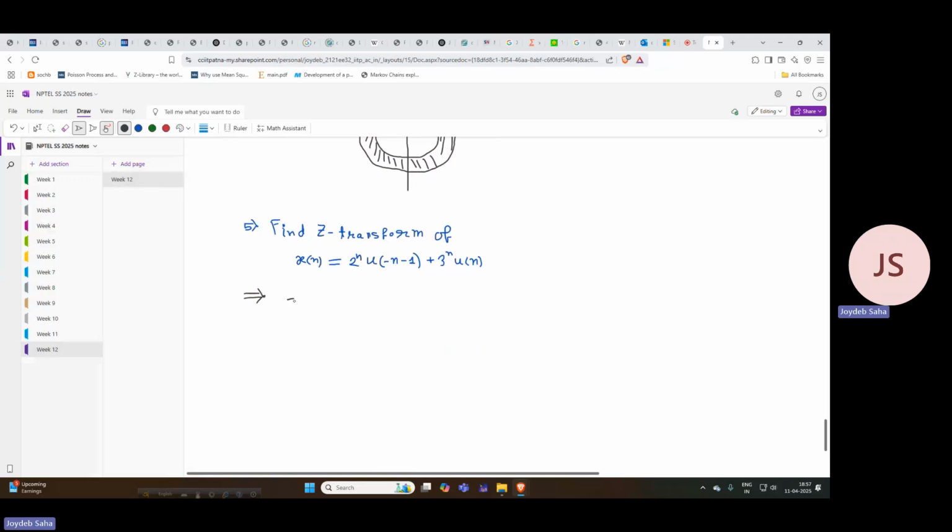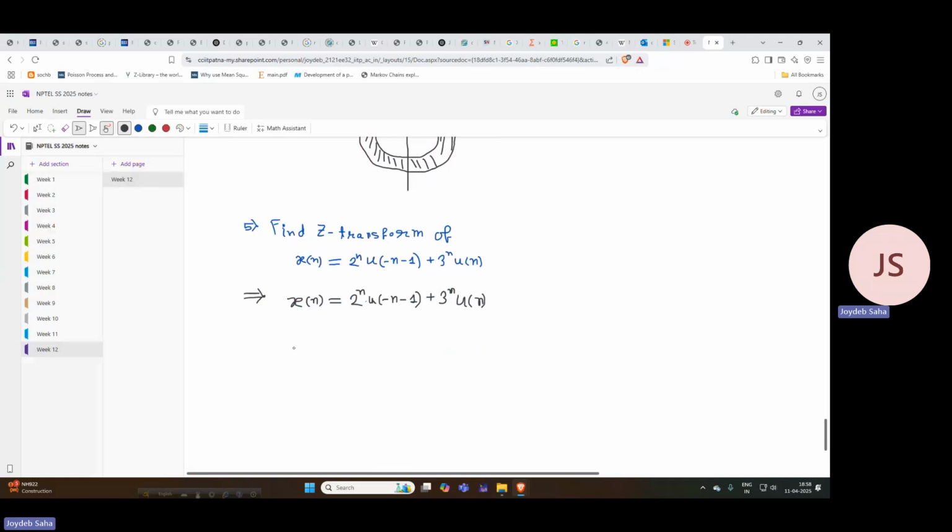So here it is given that x[n] is equal to 2 to the power n u[-n-1] plus 3 to the power n u[n], right?